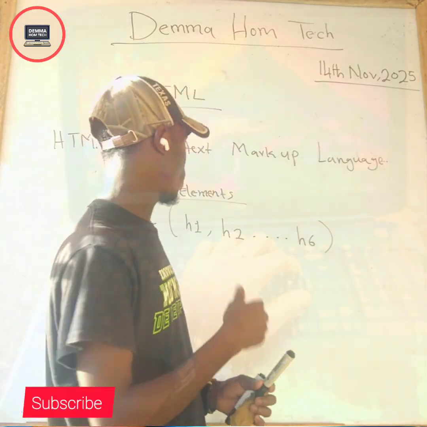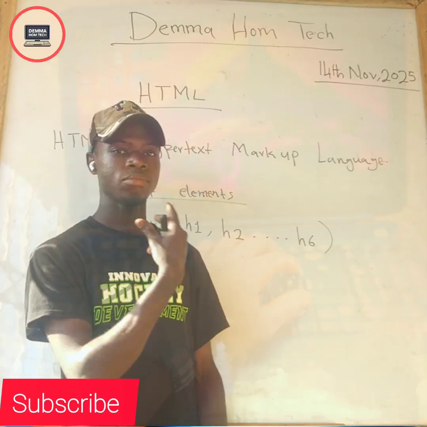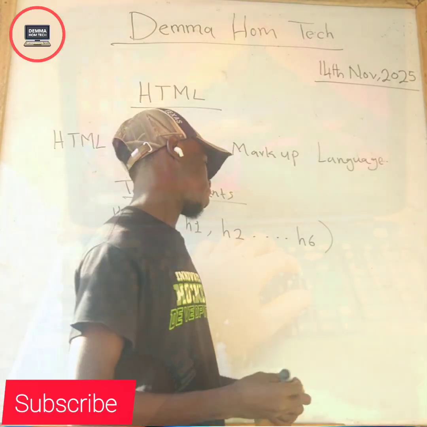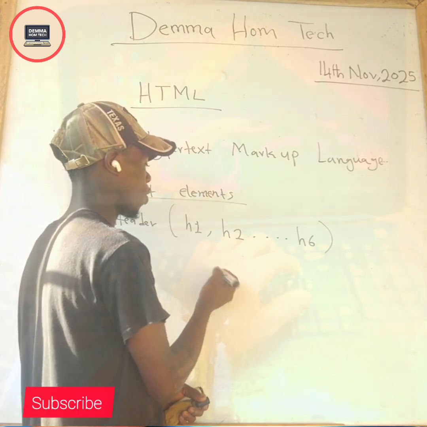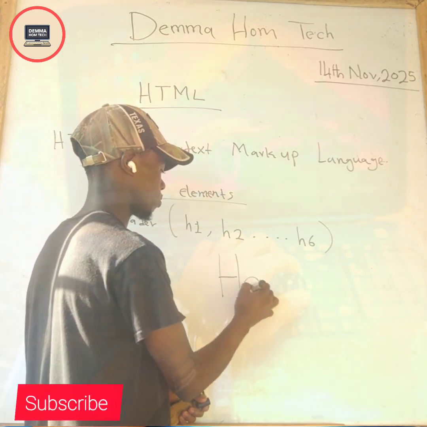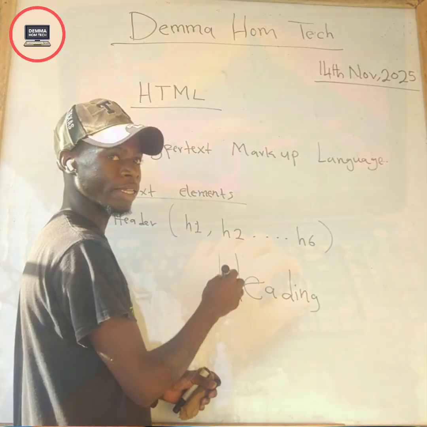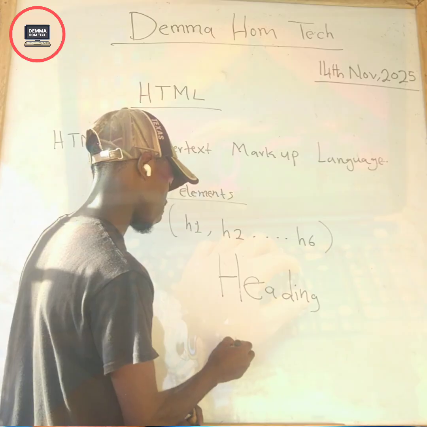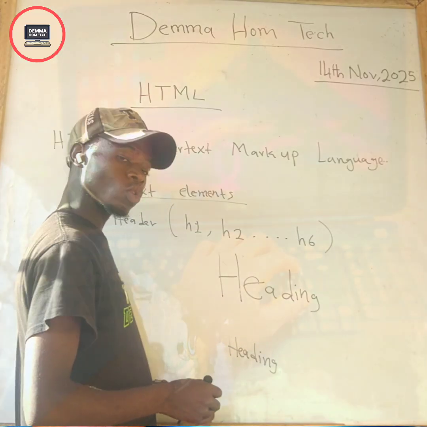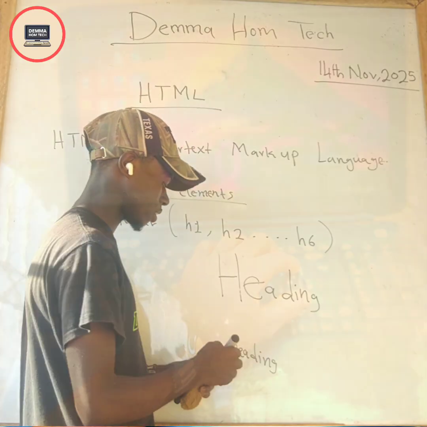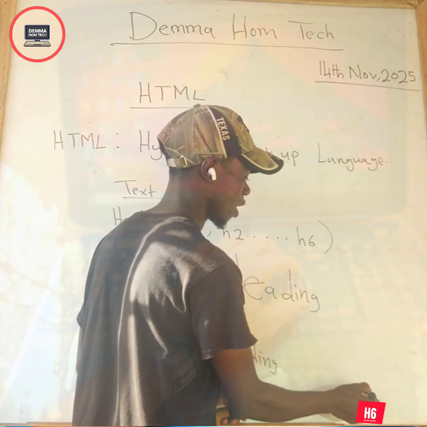What you need to know about headers is that the bigger the number, the smaller the text size. When you choose header 1 for your text in HTML, the text can be like this. So if header 1 is like this, then header 6 will be like this. Header 5 will be bigger than header 6. What you need to know is that header 6 is the smallest.